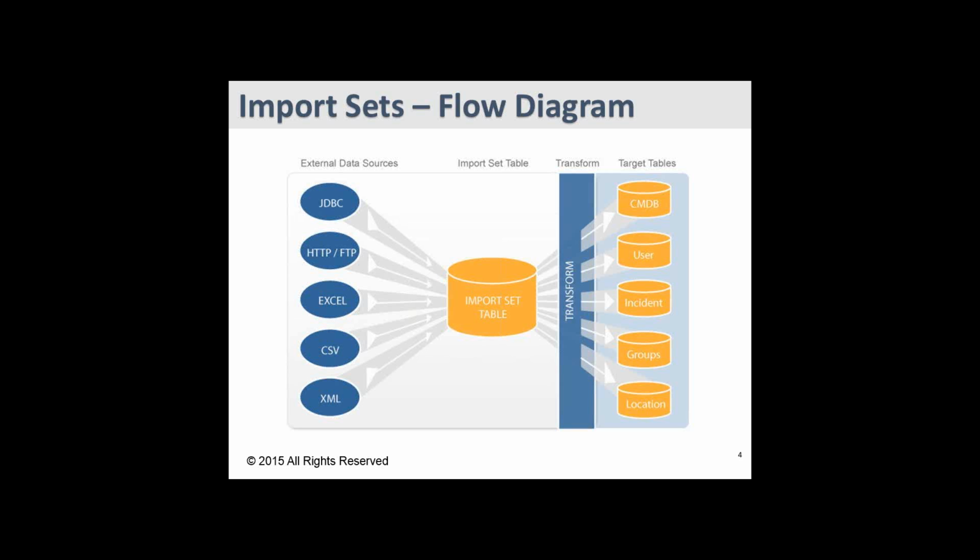Once it is done, there is a run transform. Once you do that, all the data which exists in an Excel or CSV, whatever the external format, will be loaded into the ServiceNow original tables. That can be CMDB, users, incidents, groups, and locations. So it means we are loading bulk data from outside of ServiceNow into ServiceNow using these formats.